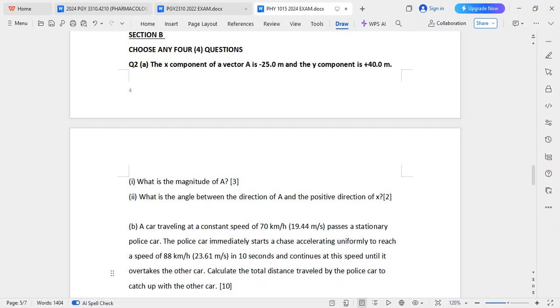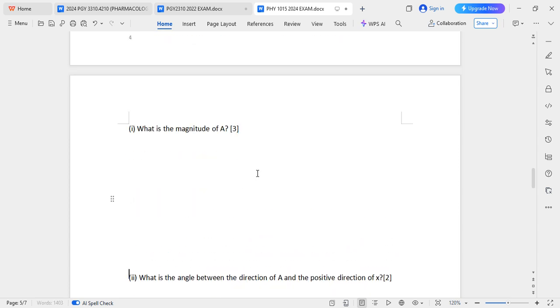Section B, question 2a. The x component of a vector A is negative 25 and the y component is positive 40. What is the magnitude of A and what is the angle between the direction of A and the positive x-axis? Okay, so we can do this.